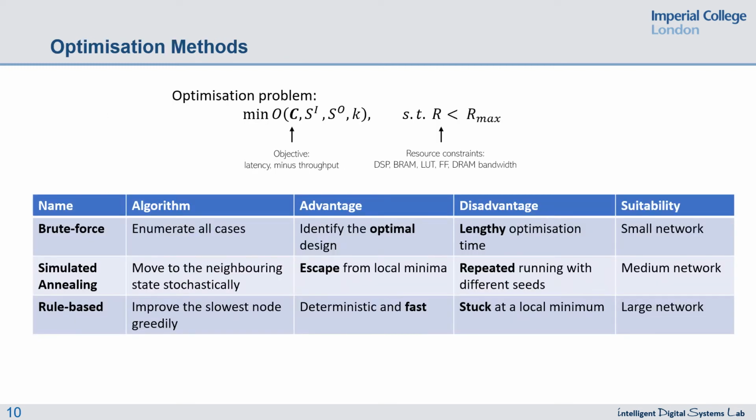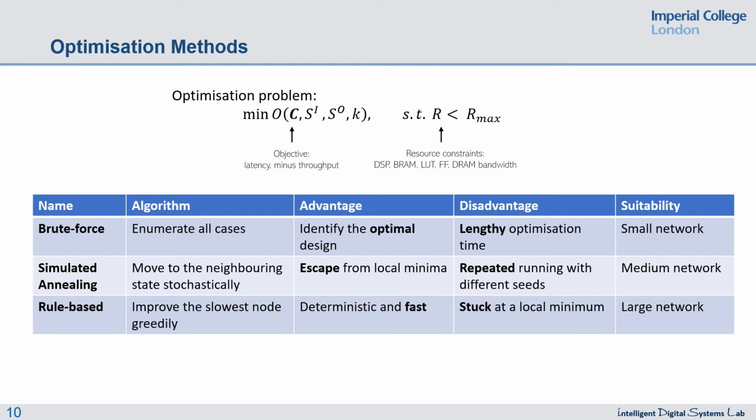Now we have obtained this generalized and abstract representation of the optimization problem. We explore three different methods to solve it in SAMO. The brute force method simply enumerates all possible values of optimization variables. Each of them is evaluated on the objective function to identify the optimal one. The method guarantees the identification of the optimal design at the cost of a very lengthy optimization time for large networks.